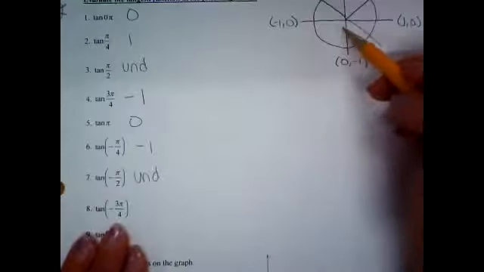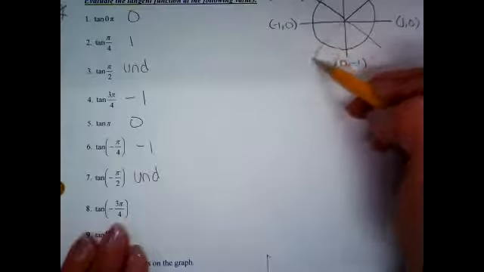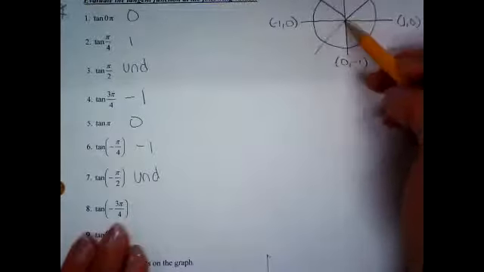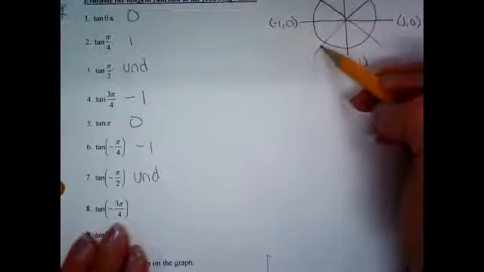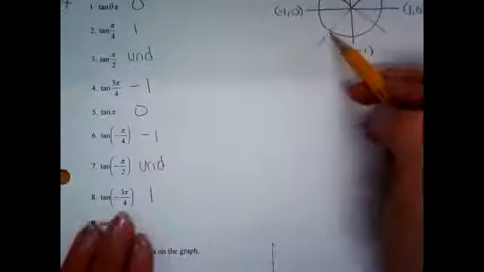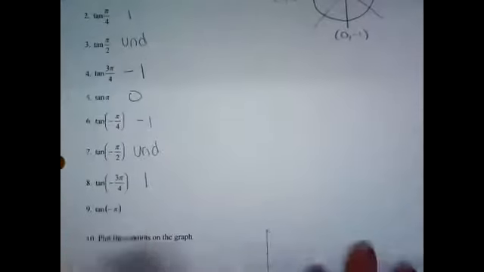Negative 3 pi over 4 would be right here. This one is kind of a little tricky. What would that one give you? Good. Why +1? Good. They're both negative. Negatives cancel. And then negative pi is the same as positive pi. It's 0.